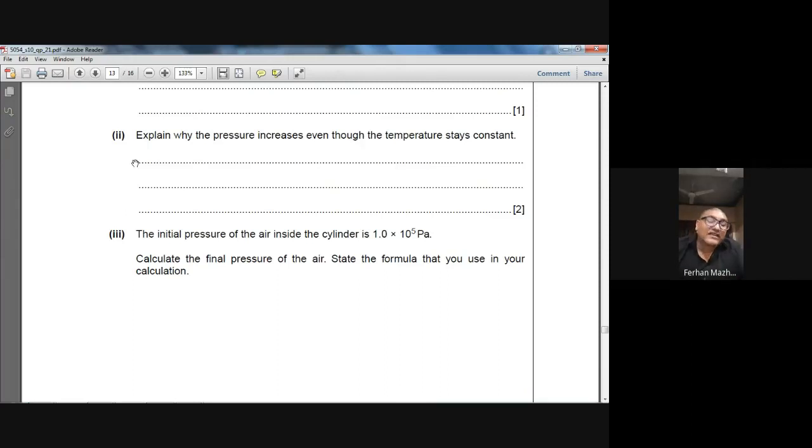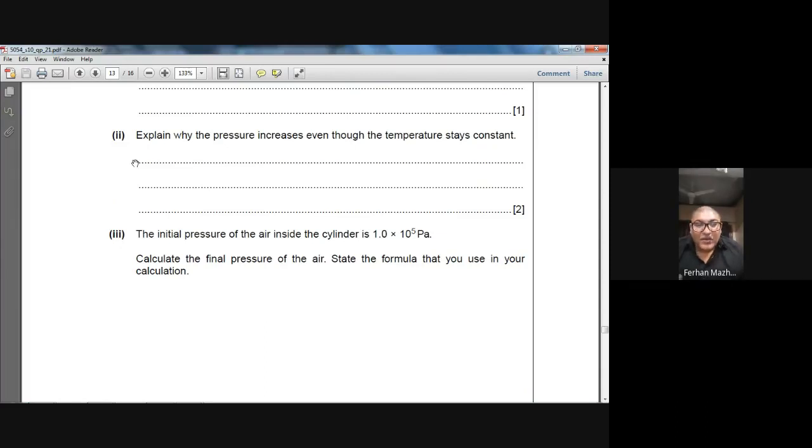Gas pressure and the volume of the gas, if the temperature is constant, are inversely proportional to each other. So the volume of the gas will decrease, and the pressure of the gas will increase. He says, explain why the pressure increases even though the temperature stays constant.